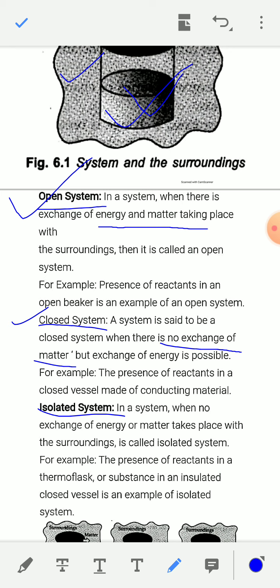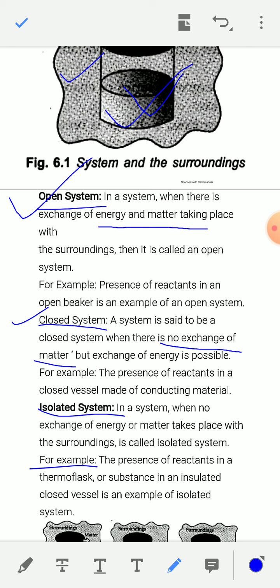For example of an isolated system, the presence of reactants in a thermoflask. Suppose you have taken some water in a thermoflask, then the hot water in the thermoflask is known as an isolated system.